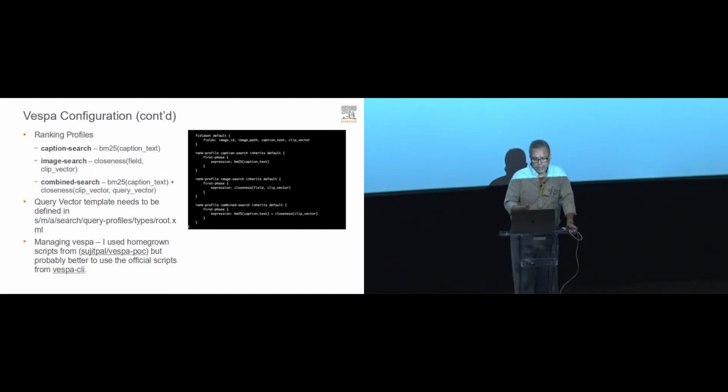So when I did this, I used a bunch of homegrown scripts. I kind of extrapolated from Solr and said, what do I need to do in Solr to make it go up and down and do stuff with it? And can I do the same thing with Vespa, right? So I built a bunch of scripts and did that. But I think a better way to do it now is using the official scripts at Vespa CLI.